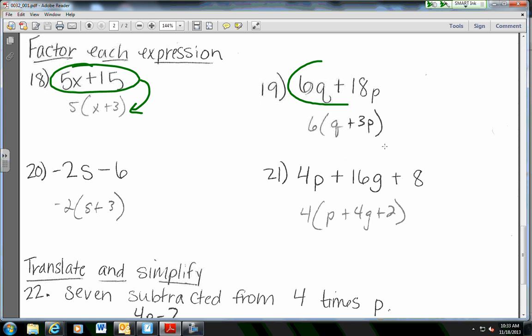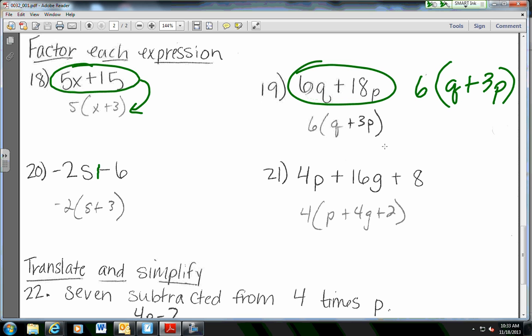19, we look at 6q and 18p, and look at the 6 and the 18. What's the largest number that divides 6 and 18? That would be 6. 6 is the largest number that divides them both. And then you set parentheses, so 6 times what gives you 6q? That'd be q. Plus 6 times what gives you 18p? That'd be 3p. 6 times 3p would give you 18p. So it's important that you make sure you pull out the greatest common factor of these two numbers.